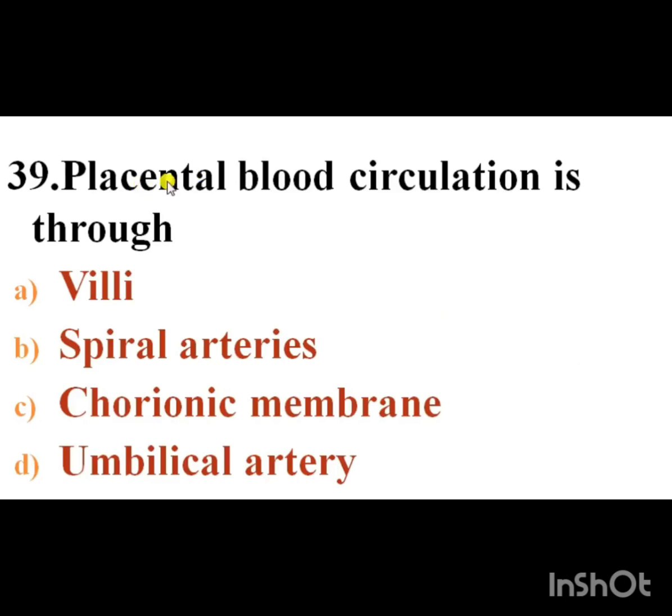Next question. Placental blood circulation is through: A. Villi, B. Spiral arteries, C. Chorionic membrane, D. Umbilical artery. Answer is B, spiral arteries. That is, about 120 to 200 spiral arteries carry oxygenated blood and open into the intervillous space of the placenta.